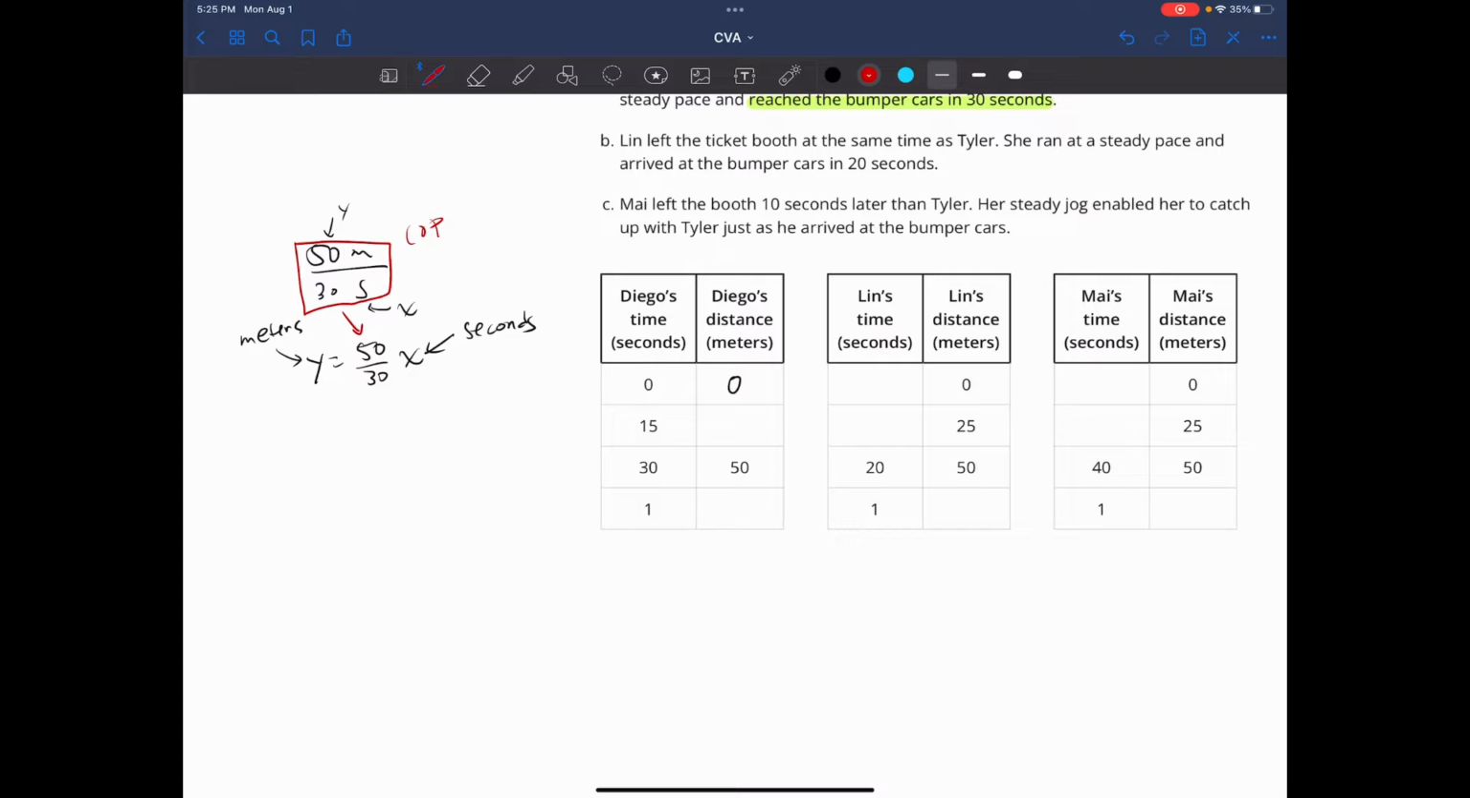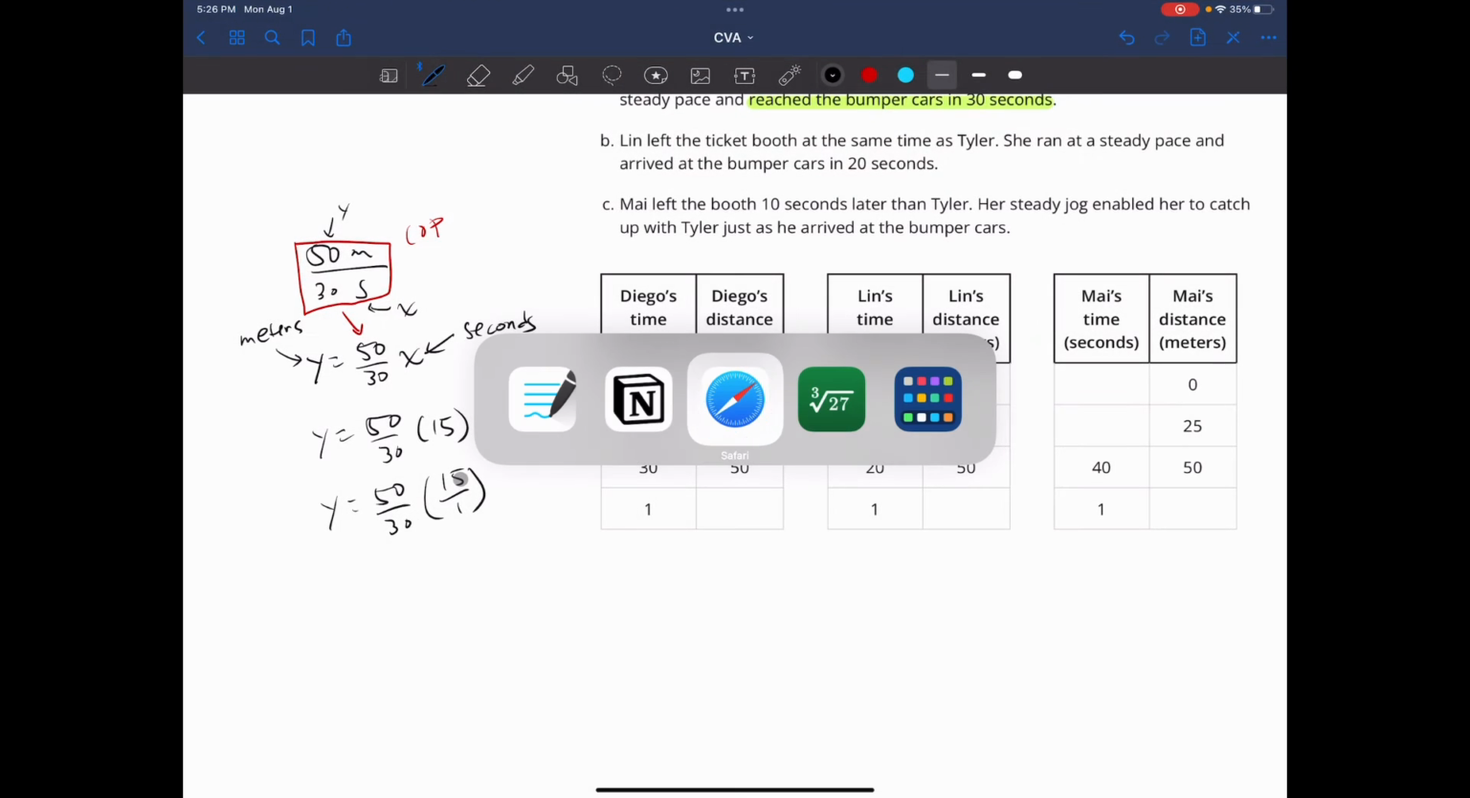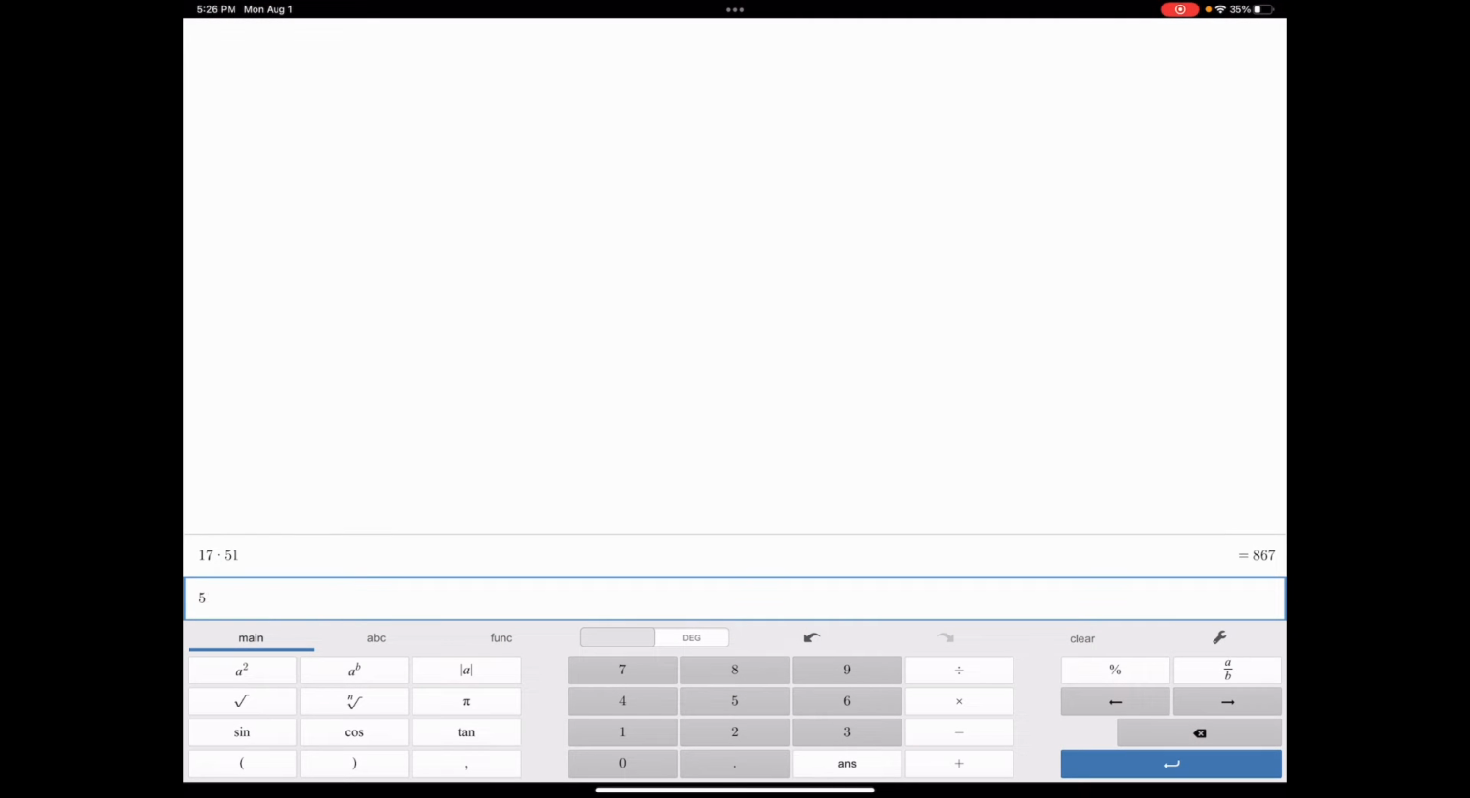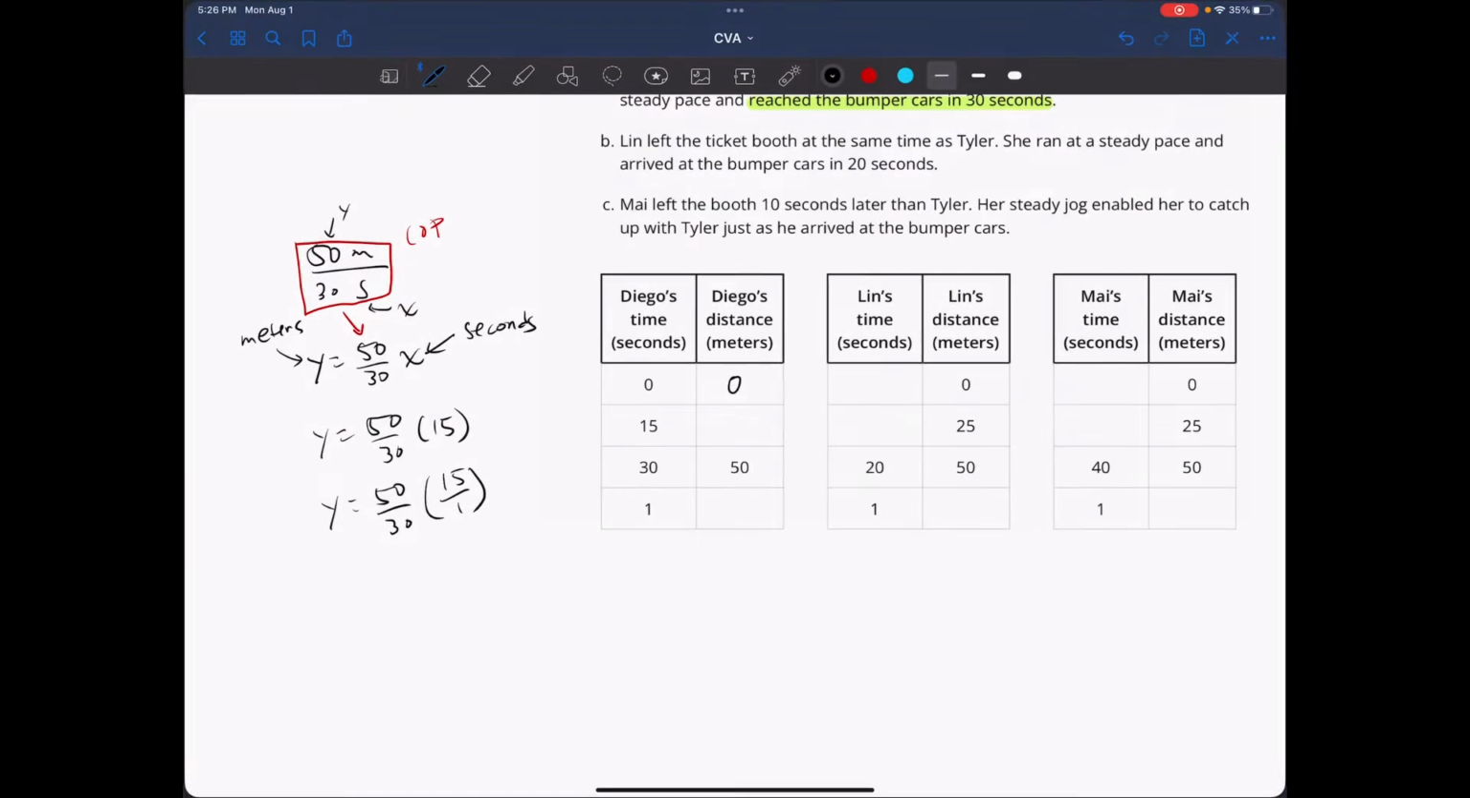All right, Diego's time in seconds, we're given that. So we're going to do 15 seconds, right? So we're going to plug in 15 here. So y is equal to 50 over 30 times 15. And that is going to be 50 over 30 times 15 over 1, because we can put that into a fraction, and do 50 times 15. 50 times 15 is going to be 750.